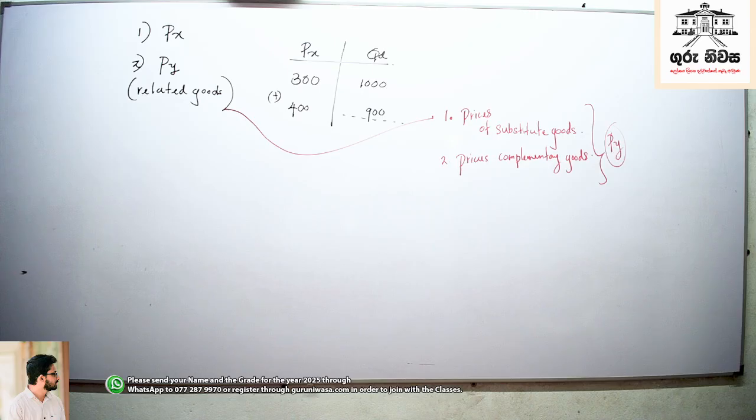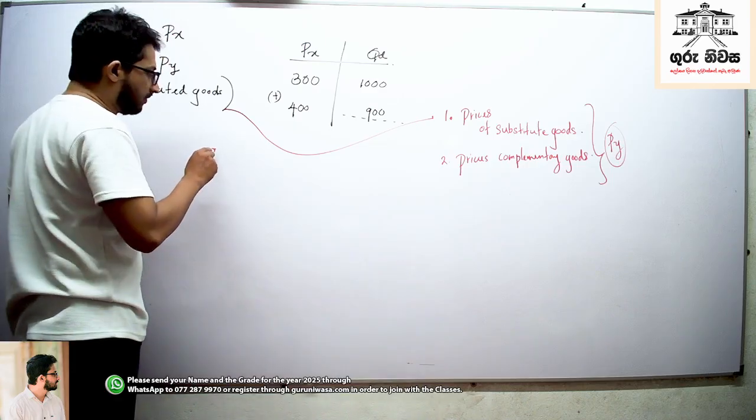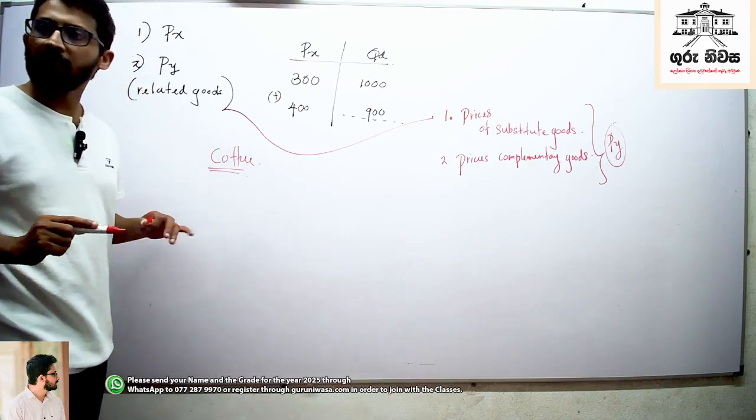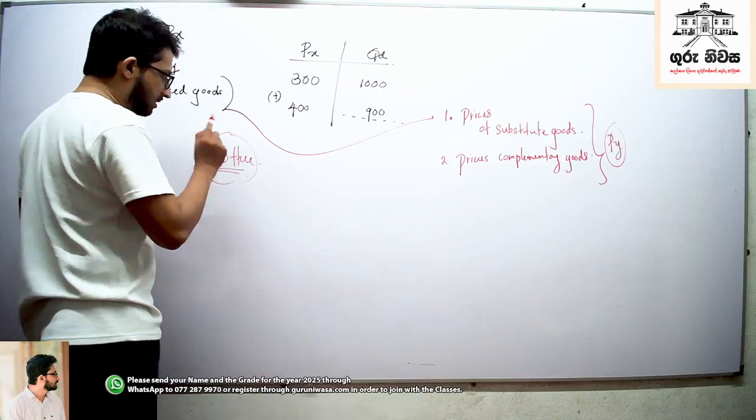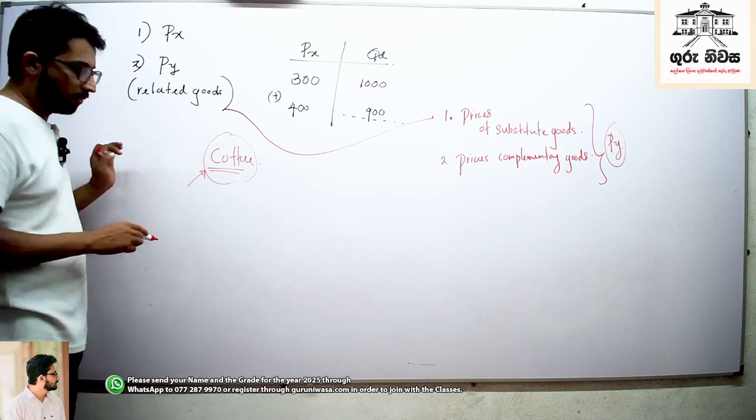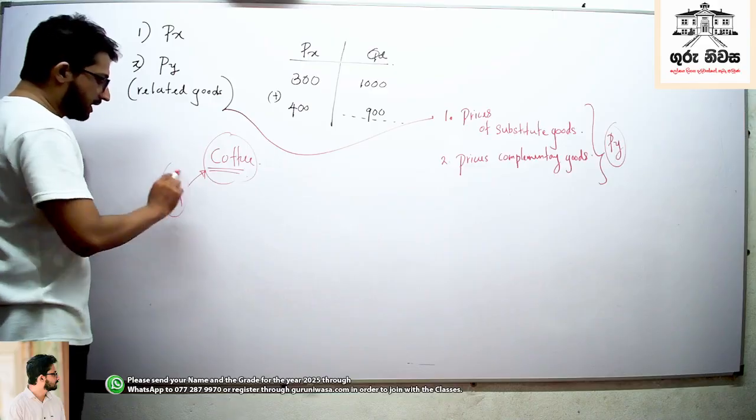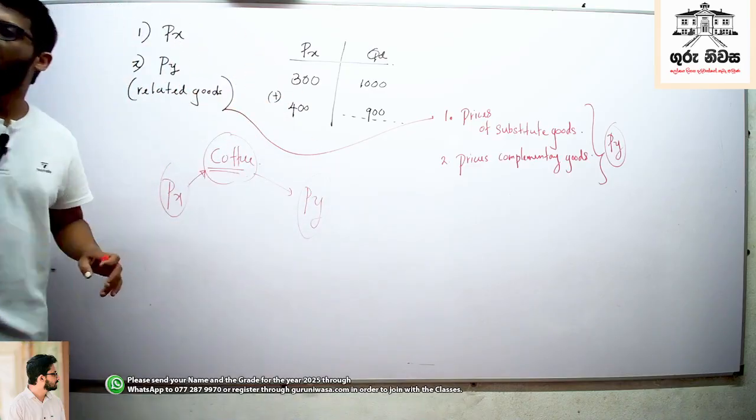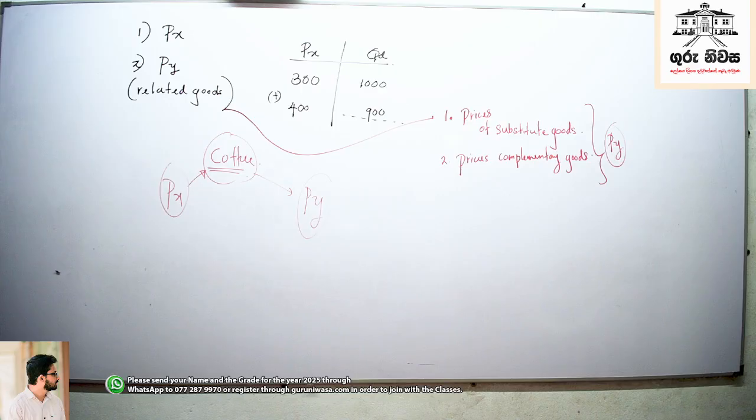Remember, how does the price of a substitute good affect the demand of a product? Example, assume I'm talking about demand of coffee. My concerned good is coffee. The main factor affecting coffee demand is the price of coffee, which is called PX. Sometimes the price of tea also affects coffee demand. Understand?